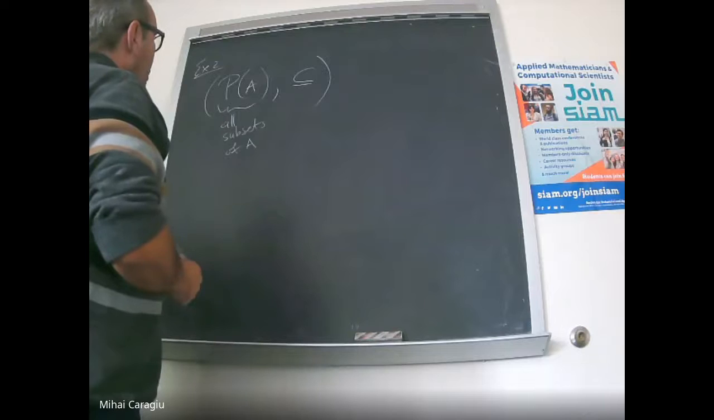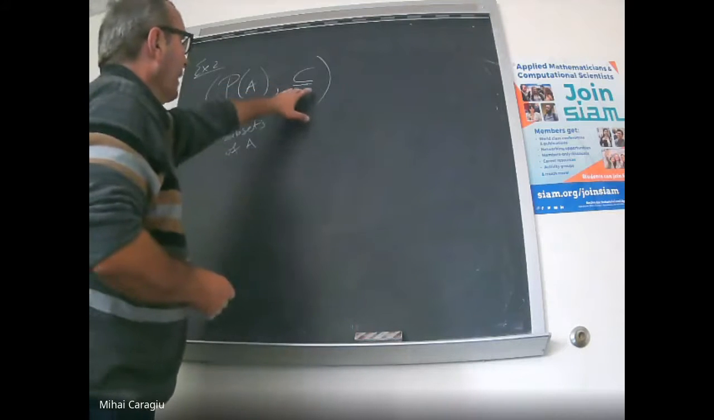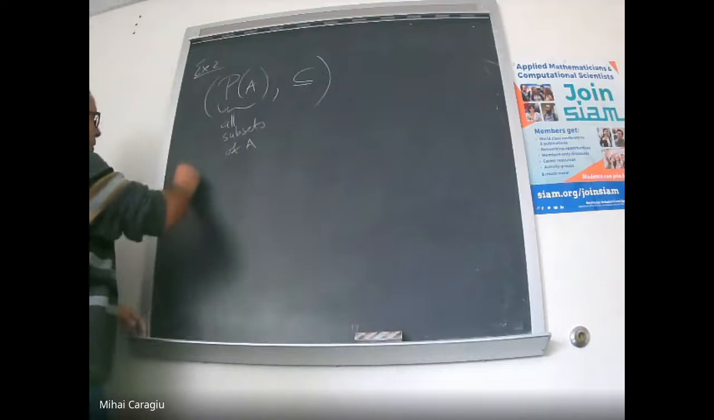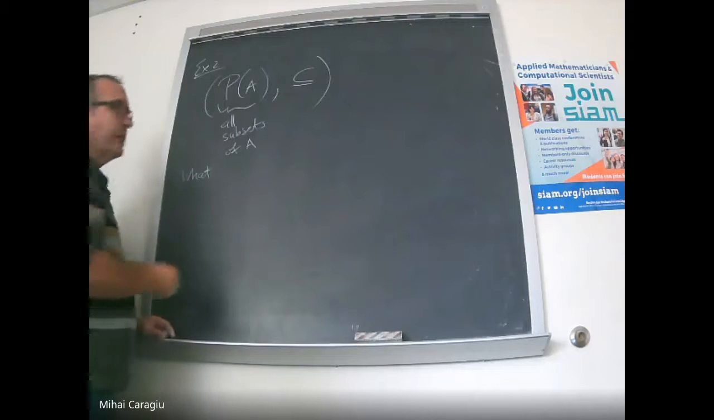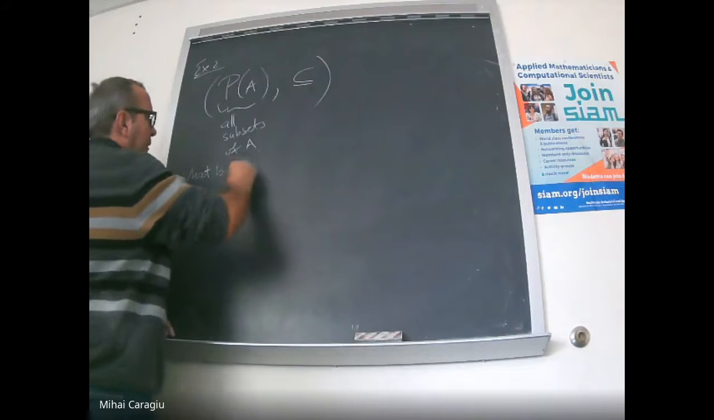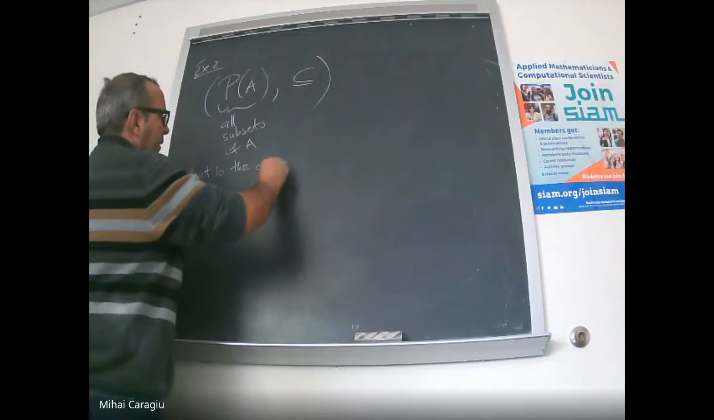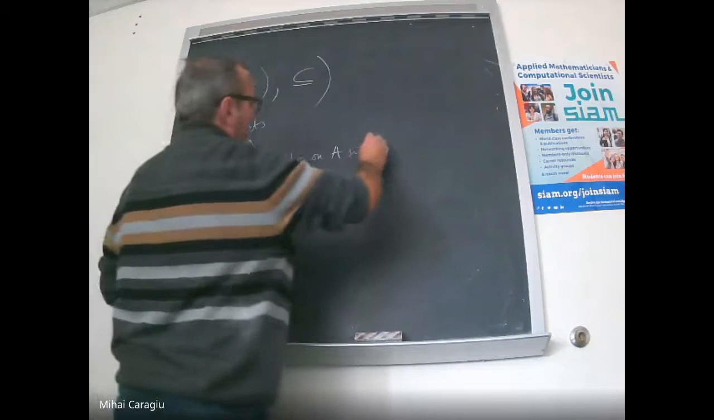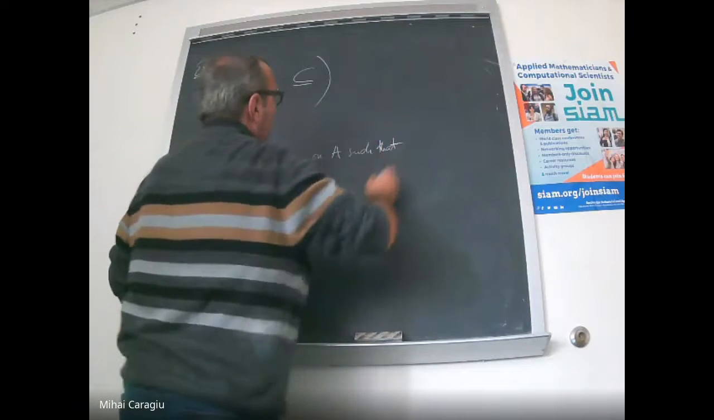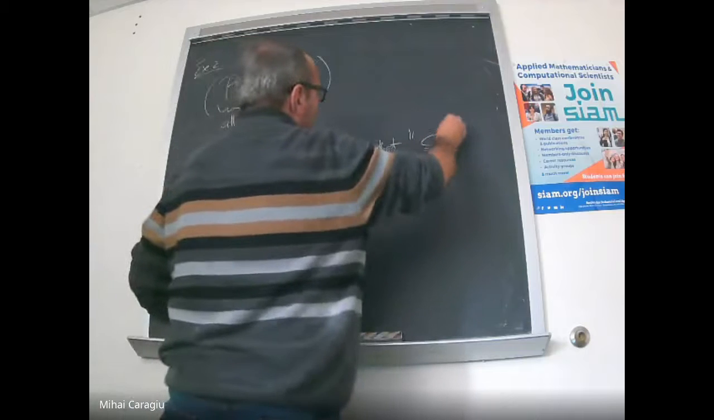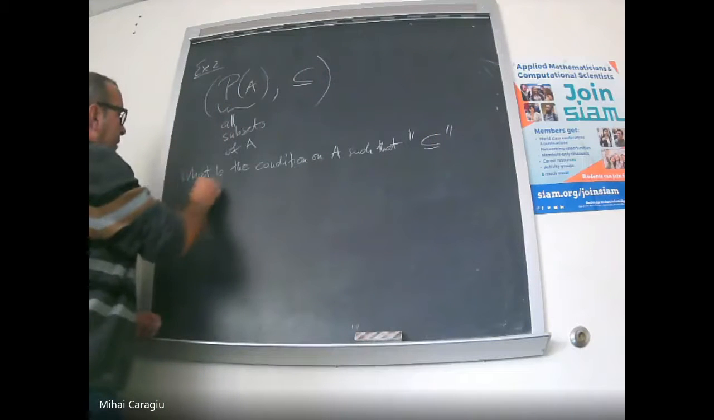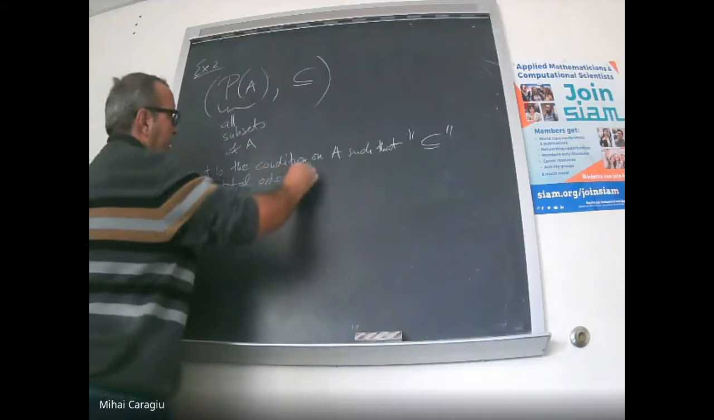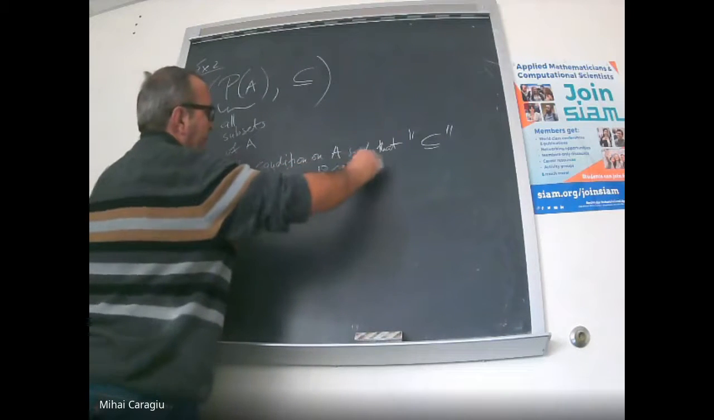So what's the condition on A for this inclusion relation among the subsets of A to be a total order? So what is the condition on A such that the inclusion relation is a total order on the power set of A?